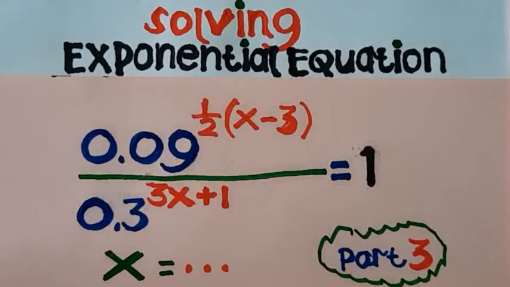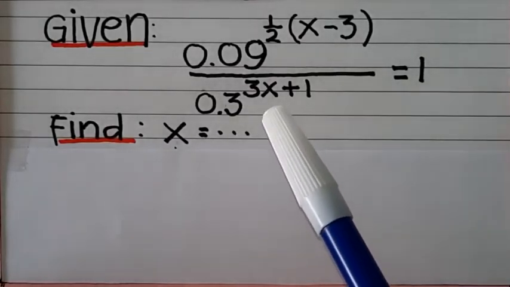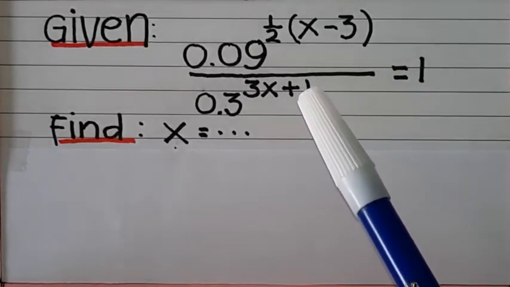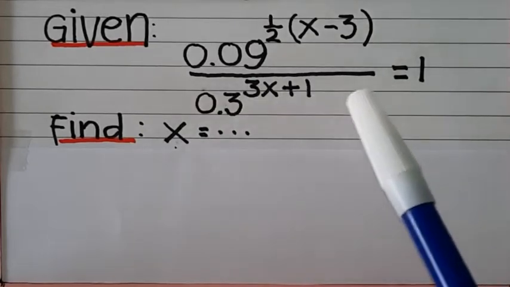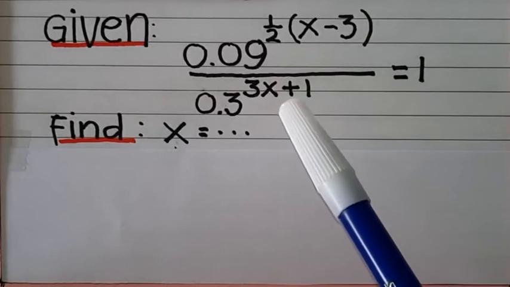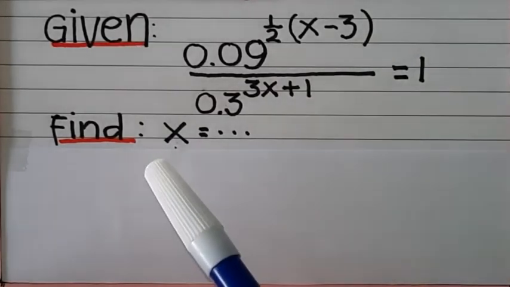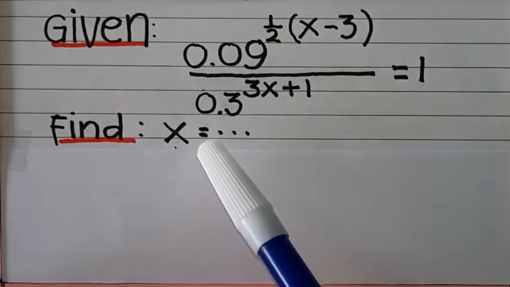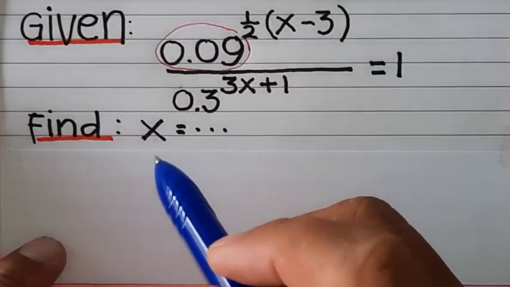Hello everybody, in this video we are solving an exponential equation. Given (0.09)^(1/2 x − 3) divided by (0.3)^(3x + 1) equals 1. Find the value of x. So let's begin.